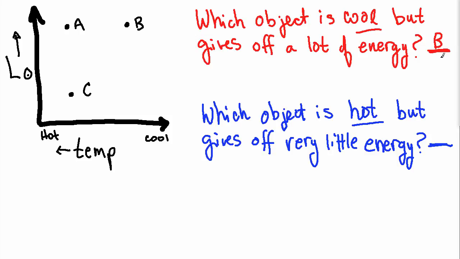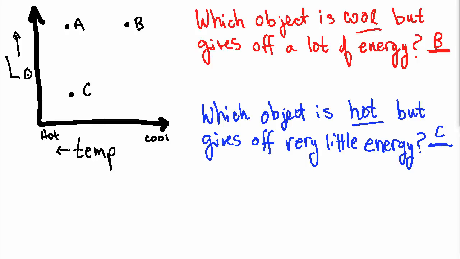For the second question, which object is hot but gives off very little energy? Something that is hot would be on the temperature axis to the left. And an object that gives off very little energy will be low down on the luminosity axis, so near the bottom of the graph. And so something that is giving off very little energy, low luminosity, but is hot, to the left on the temperature axis, would be object C.